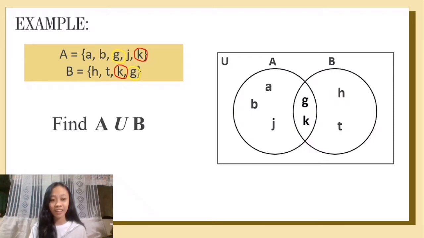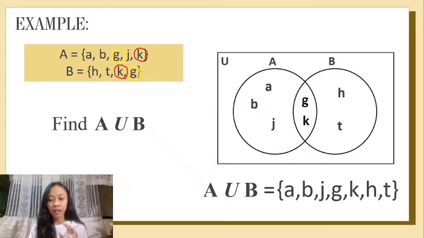So, let's find now the union of set A and set B. So, we will come up that the union of set A and set B is equal to A, B, J, G, K, H, and T. So, our shaded region will be this one. So, sana naintindihan, okay? Proceed now.